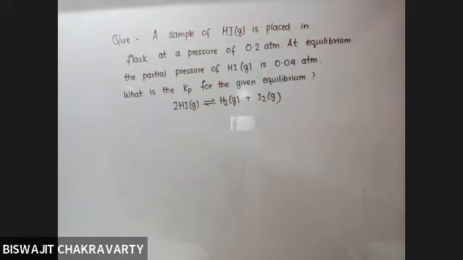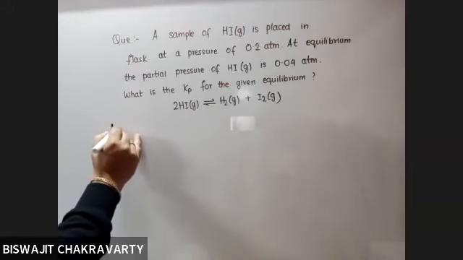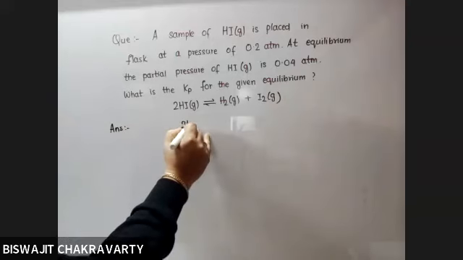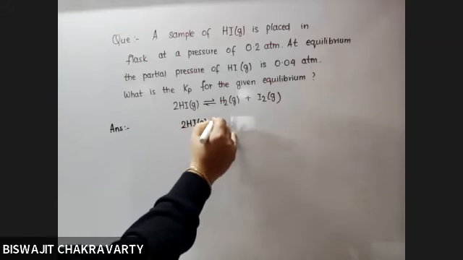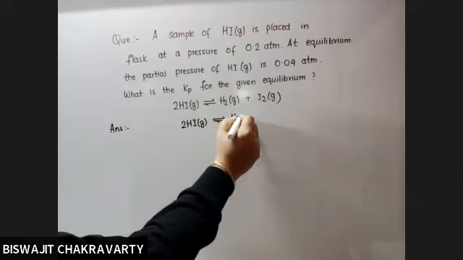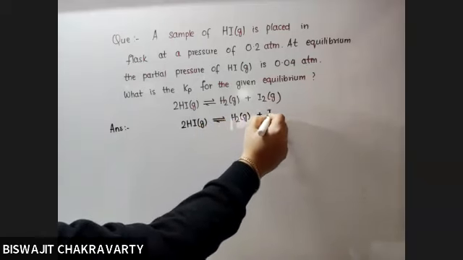Okay, so what is given according to the question? Initially HI is given, whose initial pressure is 0.2 atm. At equilibrium, the partial pressure of HI has decreased to 0.04. What you are asked to find out is what is the Kp for the given equilibrium. How will you proceed? You have twice HI gas reversible H2 gas plus I2 gas.